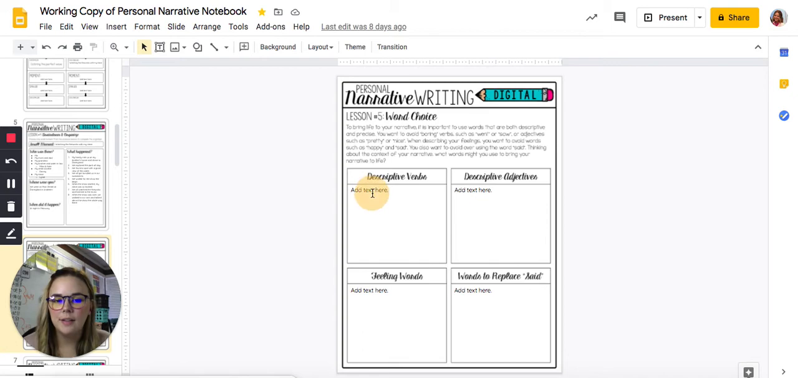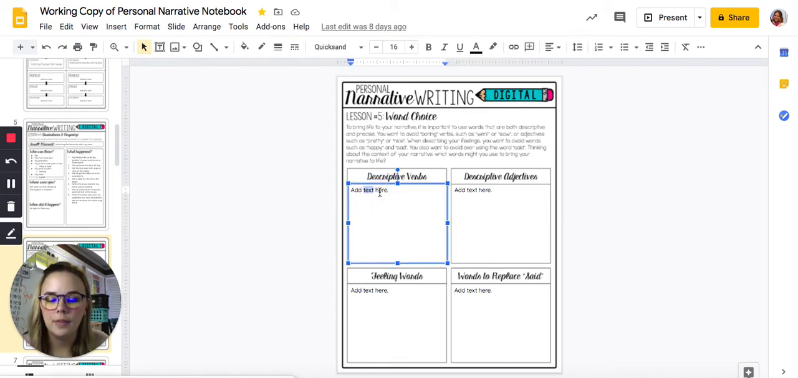So if we look at descriptive verbs, I'm going to list out some descriptive verbs that might be helpful in my narrative. So maybe I could say watched. I could even add watched in awe. I could say witnessed, like I witnessed my niece see everything for the first time. And I could go on and on with that.